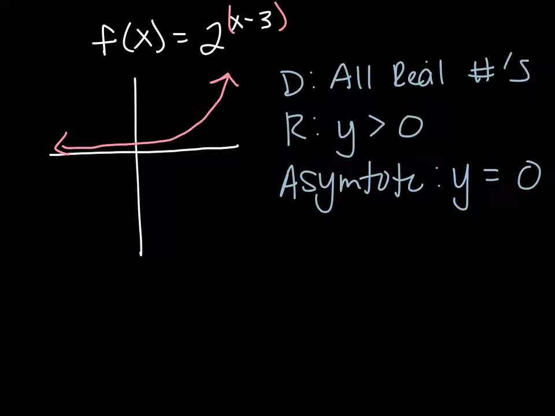The next thing I'm going to look at is my x-intercepts. Does this graph ever cross the x-axis? And it doesn't, therefore I have none, or no x-intercepts.